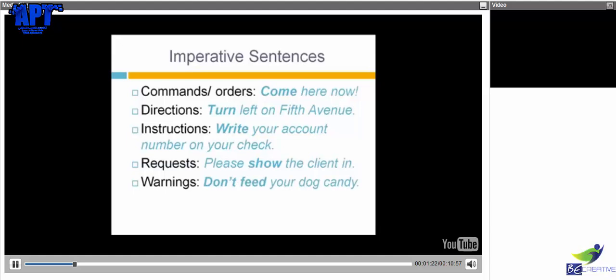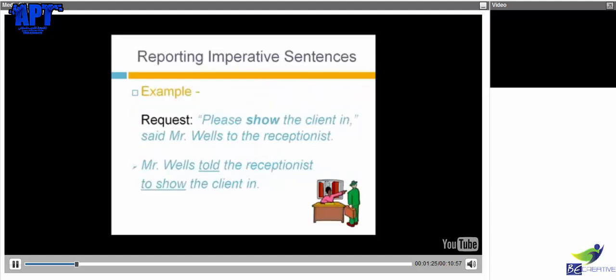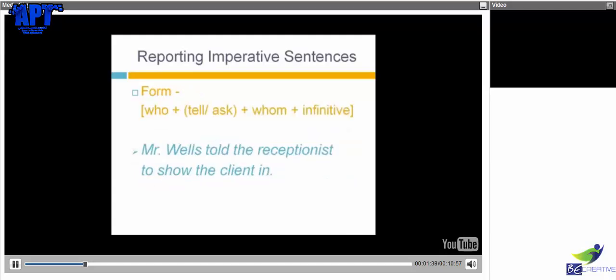But how do we report imperative sentences? Let's look at one of our examples, a request. Please show the client in, said Mr. Wells to the receptionist. The reported statement is, Mr. Wells told the receptionist to show the client in. So when reporting imperative sentences, we most often use this form: who, our speaker; tell or ask, the reporting verb, usually in the past tense; whom, the object; and the infinitive. Again, our example is Mr. Wells told the receptionist to show the client in.